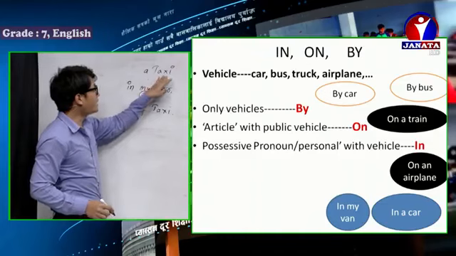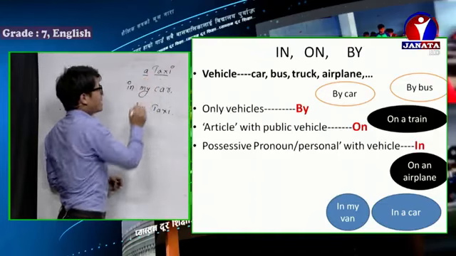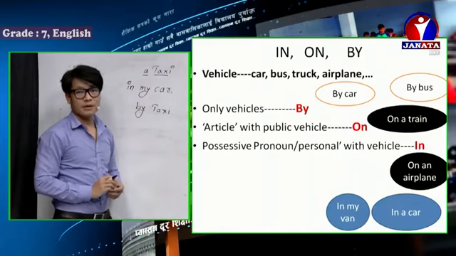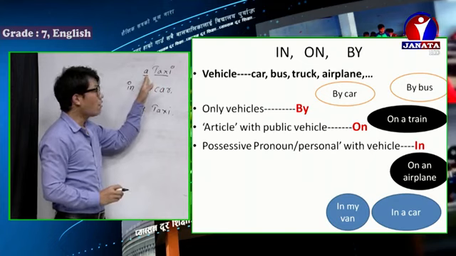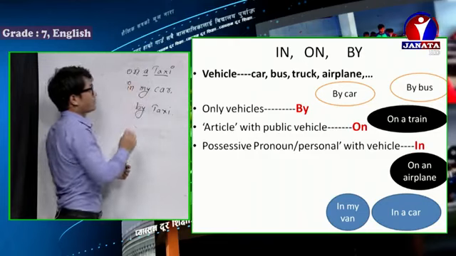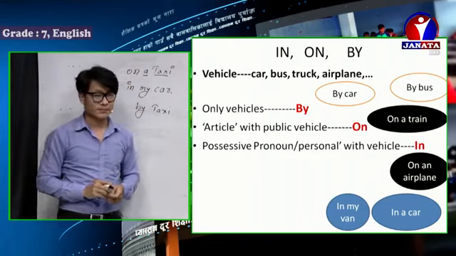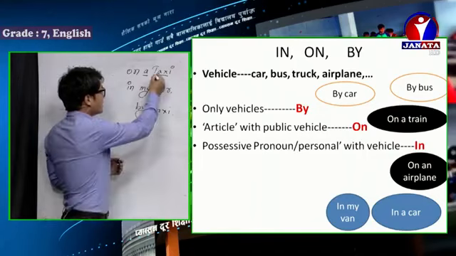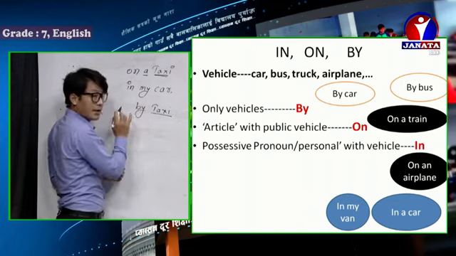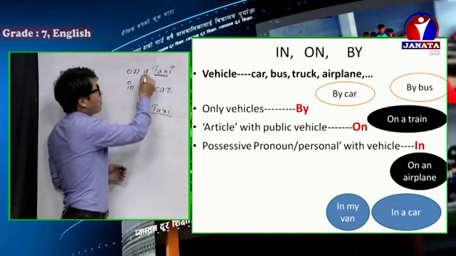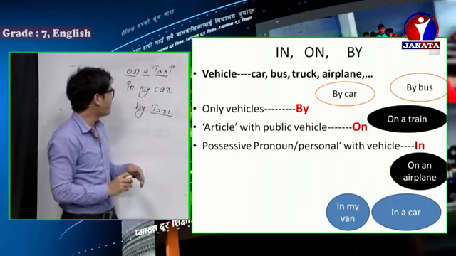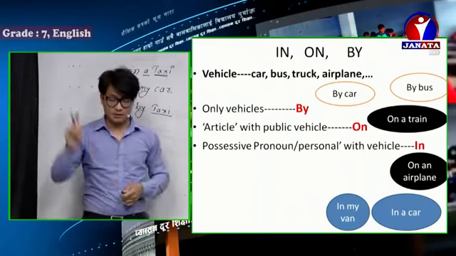Another is a taxi here. Before taxi here is the article a, and obviously this is a public vehicle. So according to the rules, we should use here on a taxi. On a taxi. You can compare here. Here is a taxi, here also taxi, but here is nothing before taxi, so we use by. And here is an article, so we use here on. So I hope everything is clear. So we use it like this.